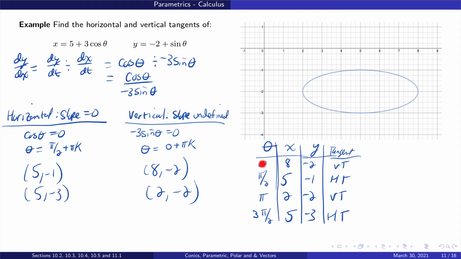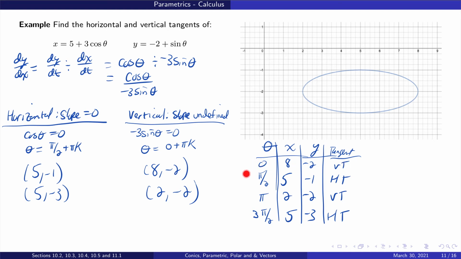Starting at 0, when I plug in 0 to these two equations, I wind up with 8 and negative 2. Cosine of 0 is 1, 5 plus 3 is 8. And the sine of 0 is 0, so I get a negative 2. So at the point 8, negative 2, I'm expecting a vertical tangent.